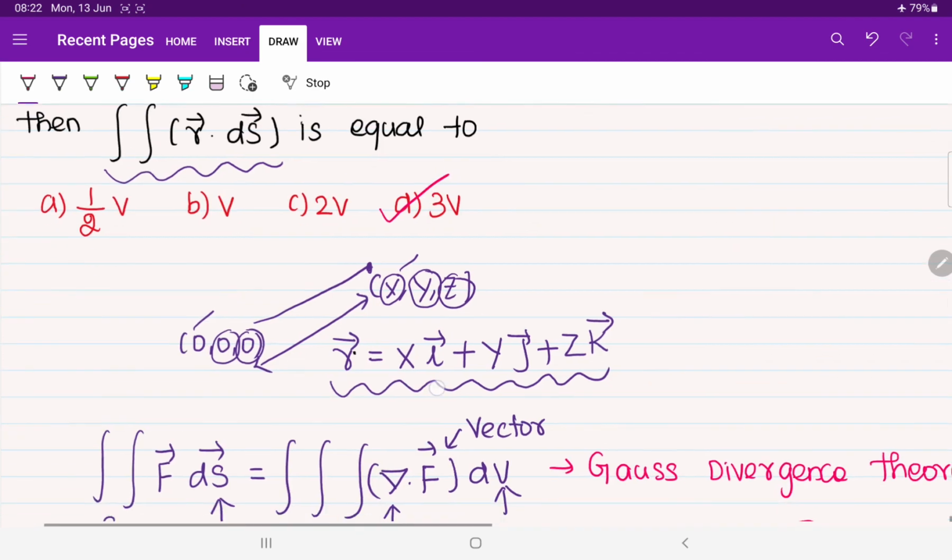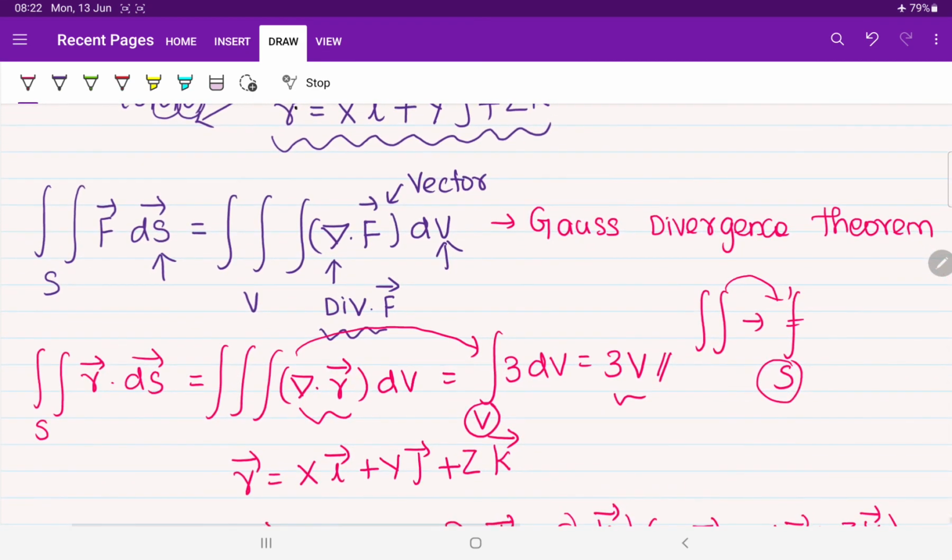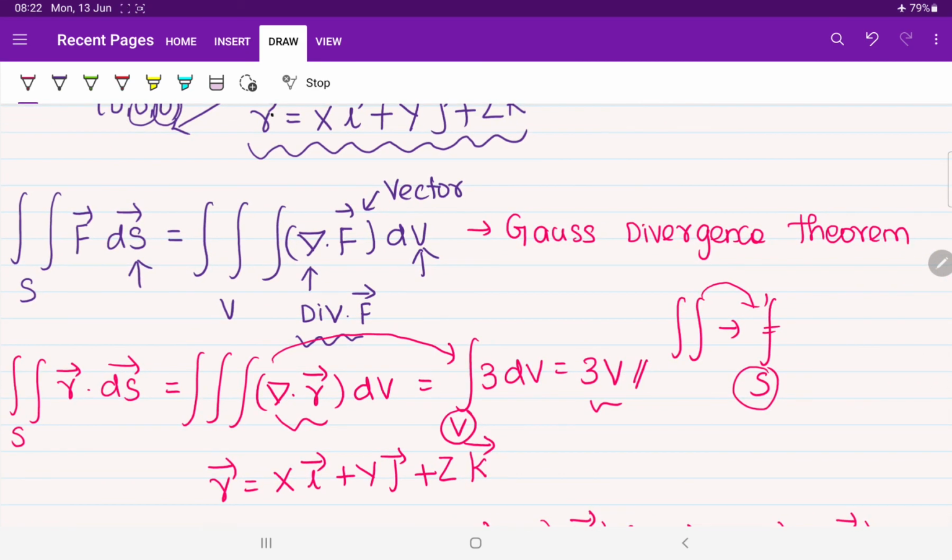I hope you all got the answer and understood how to apply the divergence theorem here. So now we know how to apply Green's theorem, Stokes theorem, and the divergence theorem. Green's theorem and Stokes theorem give the interconnections between line and surface integrals, whereas the Gauss divergence theorem helps us relate the surface integral to the volume integral.